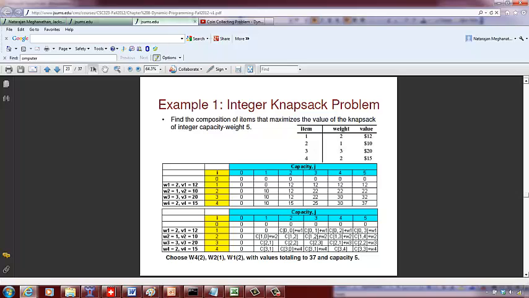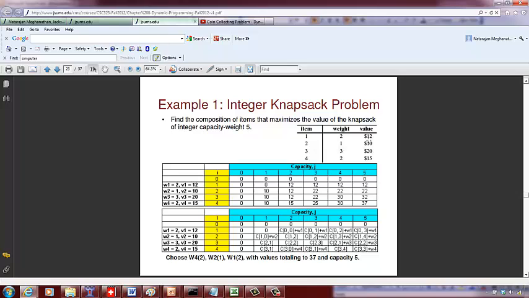It says pick W2. So you already picked W4. Now you're picking W2 and go to cell 1, 2. 1, 2 is this. So you pick W1 and go to cell 0, 0, which is this. Right? So in this example you're going to pick only 3 items out of the 4 items. They are going to be W1, W2 and W4. You have their weights and values, so you can verify. W4 is $15, W2 is $10, that's 25, plus W1 is $12, so that is 37.